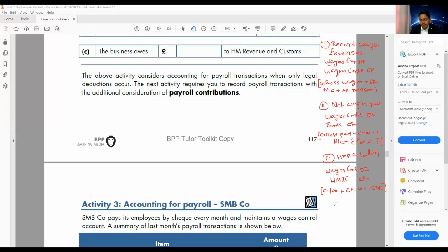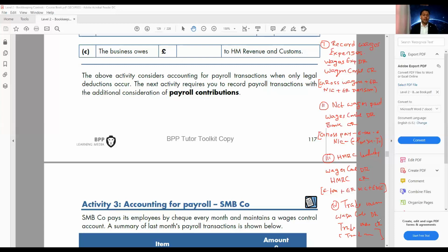Then the last one we might see, trade union. So wages control debit, trade union credit. What will be the calculation here? Only the trade union figure will come here.